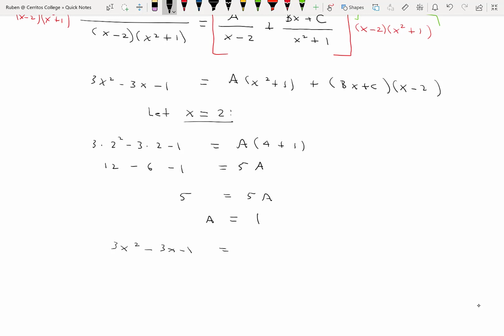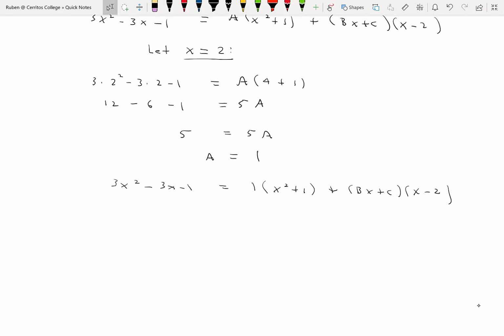a is 1, so that leaves me with 1 times x squared plus 1 plus bx plus c times x minus 2. Now, what could I let x equal to get rid of one of those two constants b and c? I'm going to draw an arrow for a hint. I want to let x equal something that will make that term go away. It would make the b go away. Let x equal 0, of course. So let's let x equal 0 on both sides.